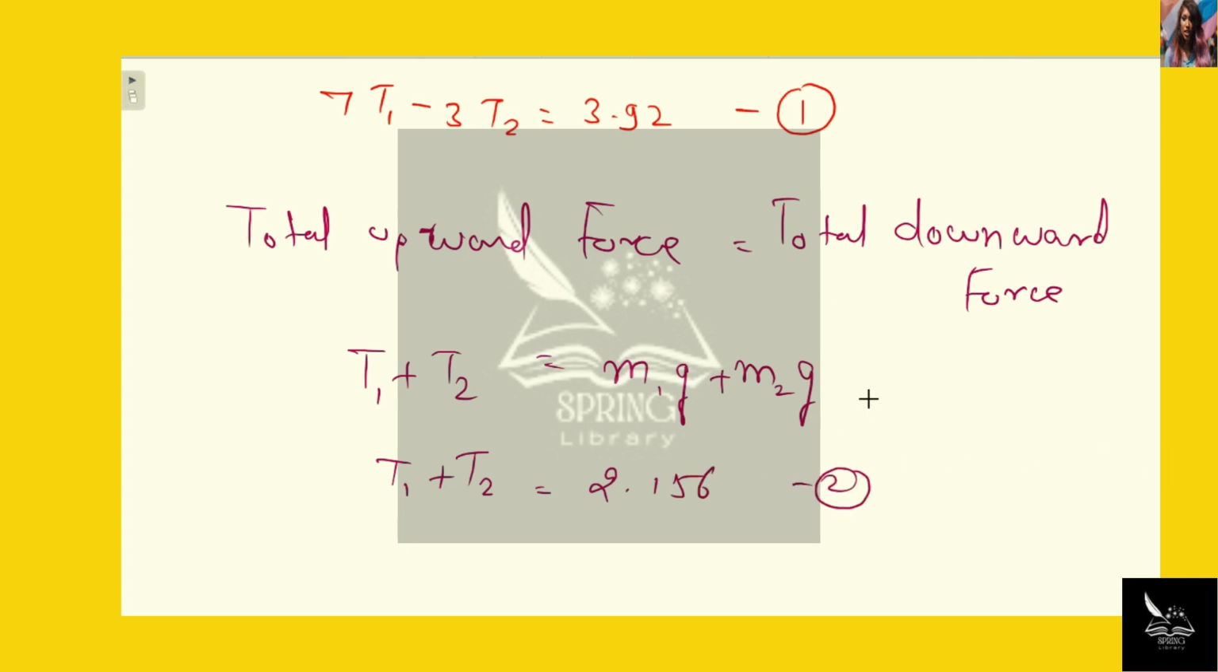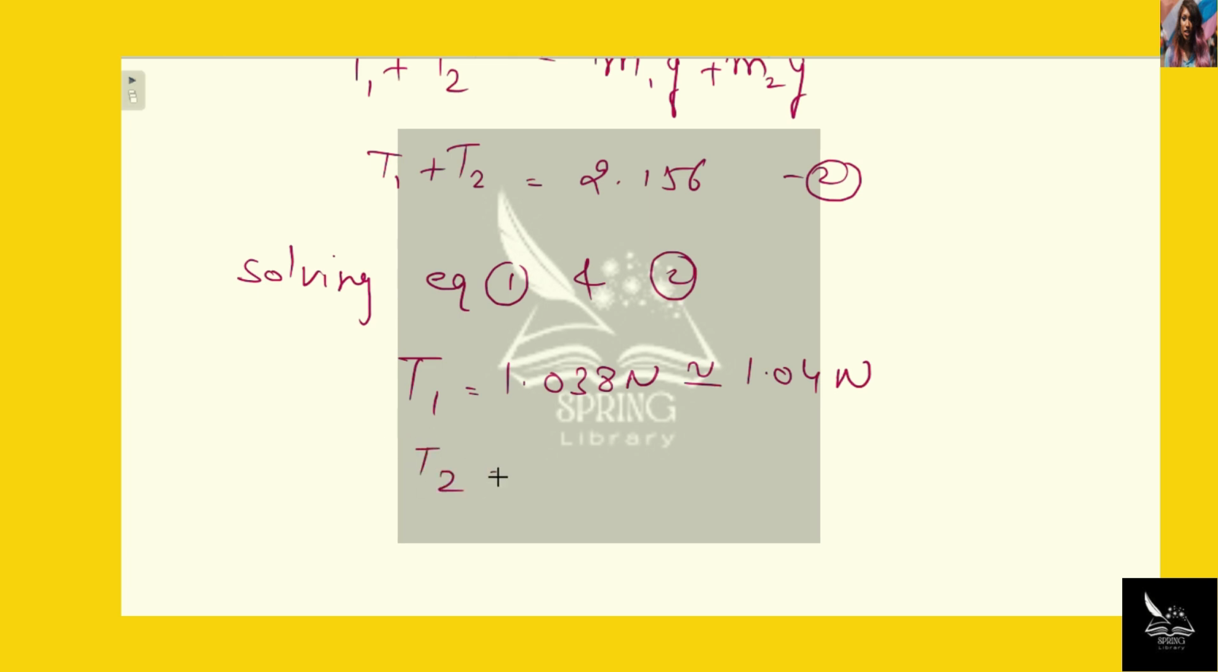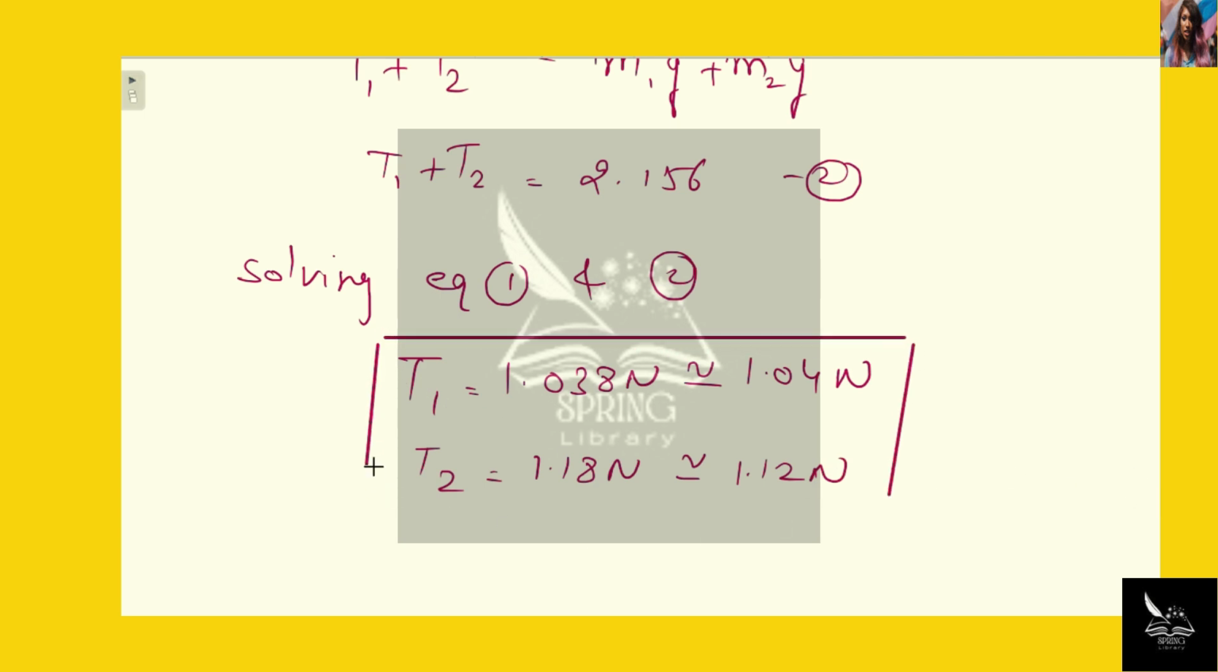Now we have two equations and two unknowns. So after solving equations 1 and 2, we get T1 is equal to 1.038 Newton, or I can say 1.04 Newton, and T2 is equal to 1.118 Newton, or 1.12 Newton. So this is the tension in both the strings, and this is our final answer. Thank you.